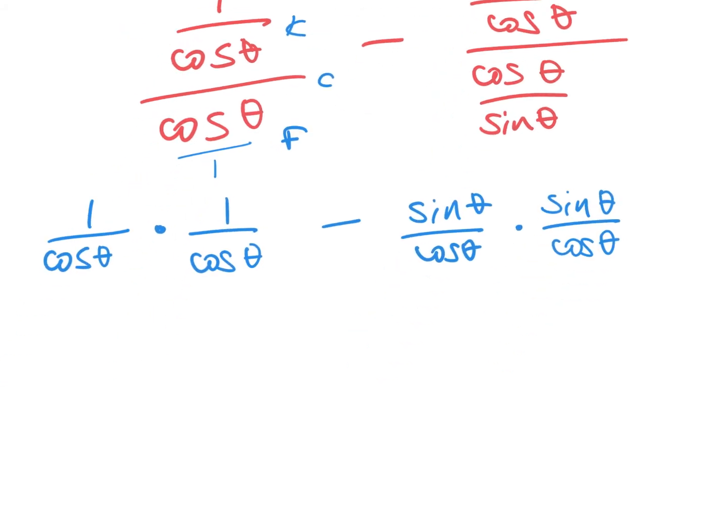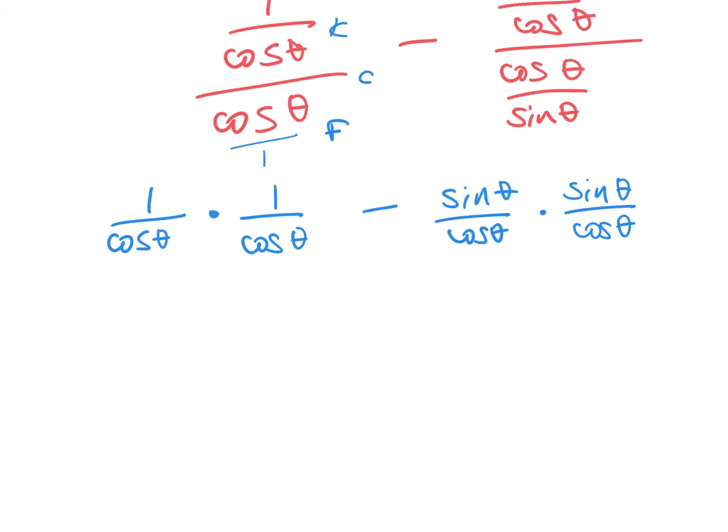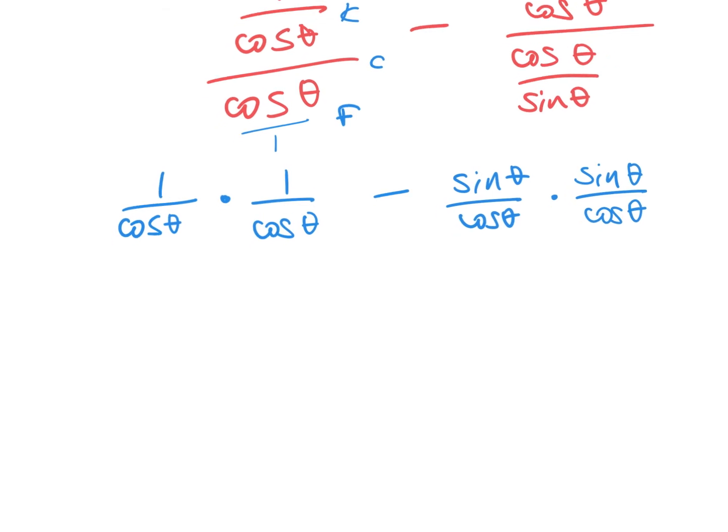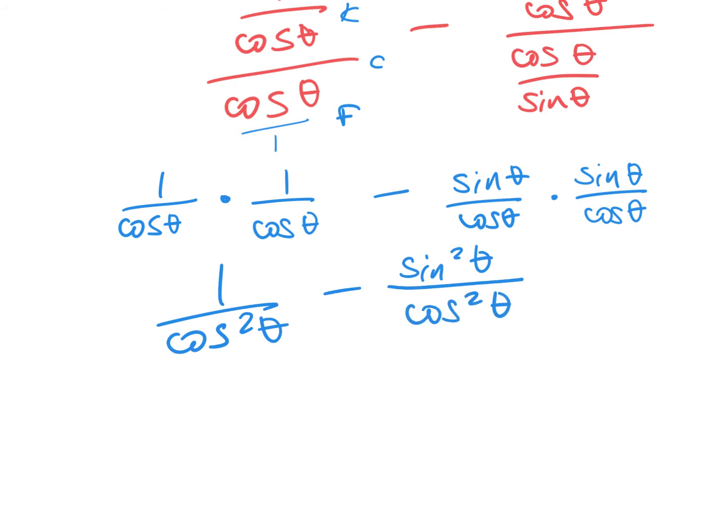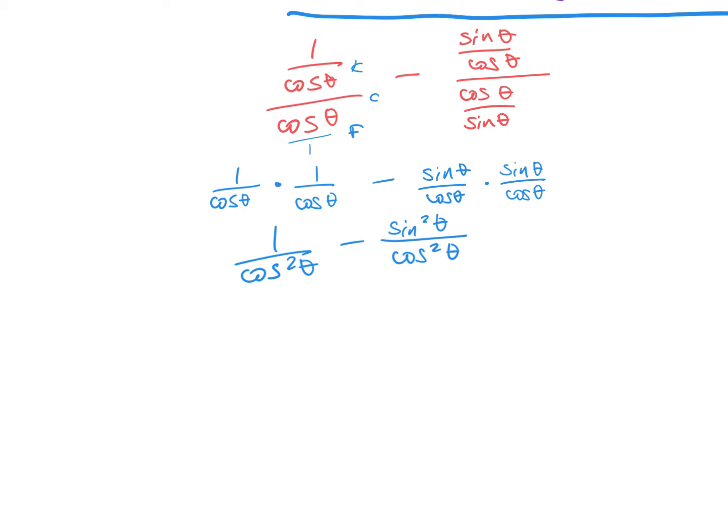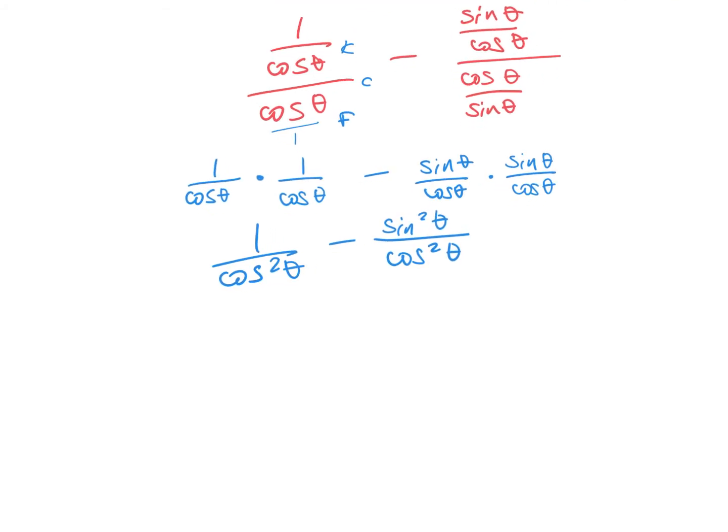Ay, ay, ay. So on the left-hand side, guys, I wrote a minus and I meant multiply. What is 1 over cosine times 1 over cosine? 1 over cosine squared theta, right? Agreed? So over here, what's sine times sine? Sine squared theta over cosine times cosine is cosine squared theta, correct? All righty, we're in business now. Do I have the same denominator? Yep. So my denominator is cosine squared theta, right?